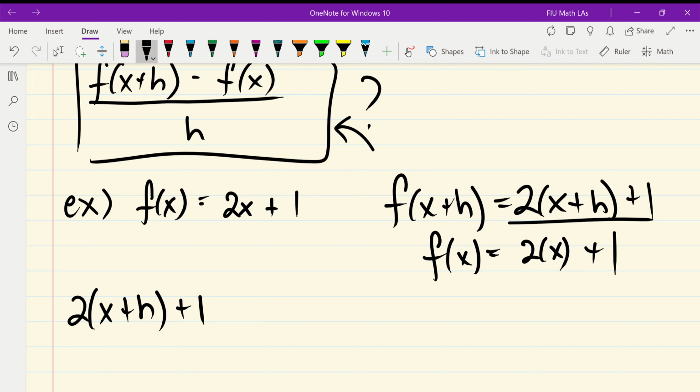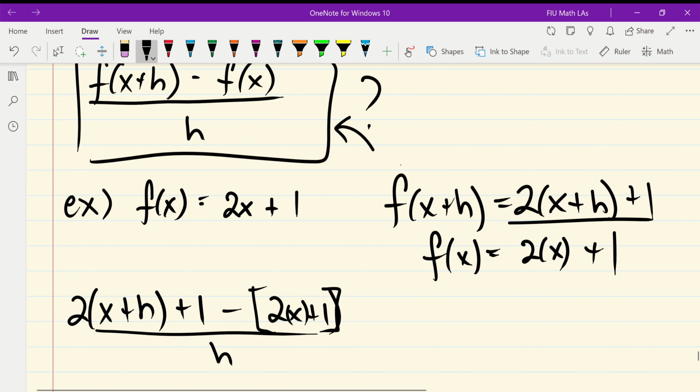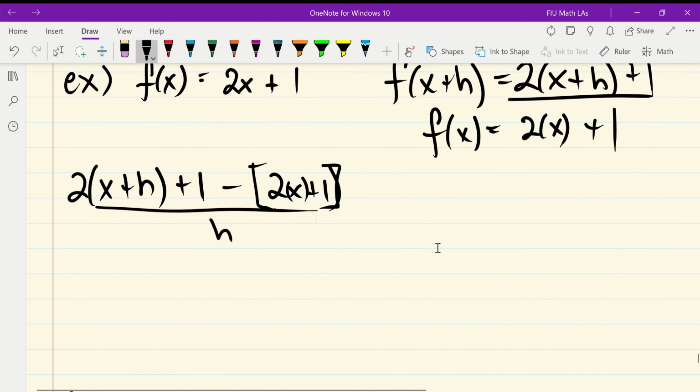And minus f of x. So minus f of x is going to be 2x plus 1 now. And hard bracket there. And this is all over h. And so let's go ahead and do this. And be really careful. Put this in brackets just like this that I have here. And we're going to do that because we want to distribute this negative to both terms. And if you have more terms, you do it to more terms.